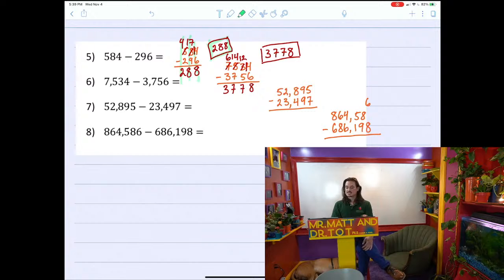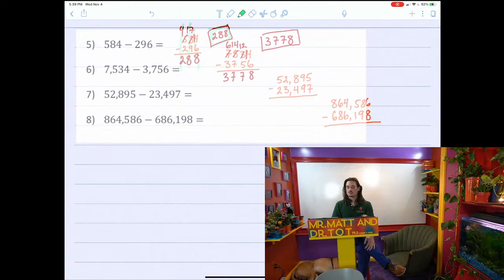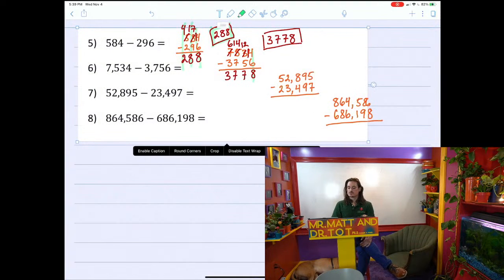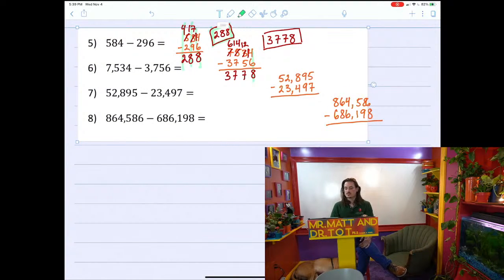For number 6, 7,534 minus 3,756. Again, we're going to have some regrouping because 4 minus 6 we can't do. So we borrow 1 from the 3. And that becomes 14 minus 6, which is 8. Borrow 1 again because we can't do 2 minus 5. So borrow 1 from the 5, that becomes 4. And the 2 becomes 12. So then we have 12 minus 5.